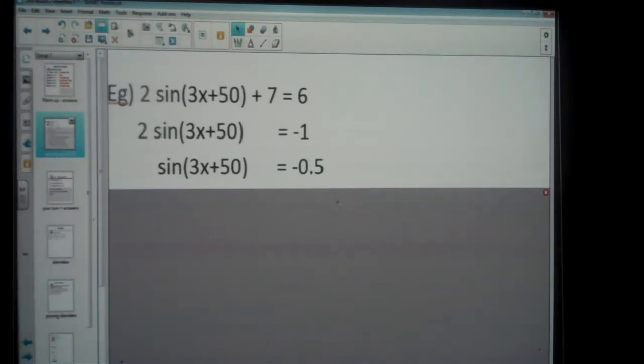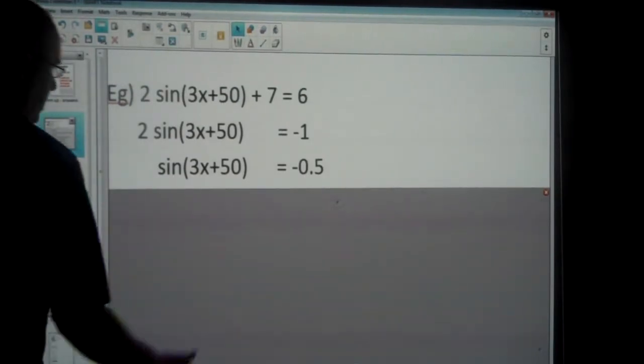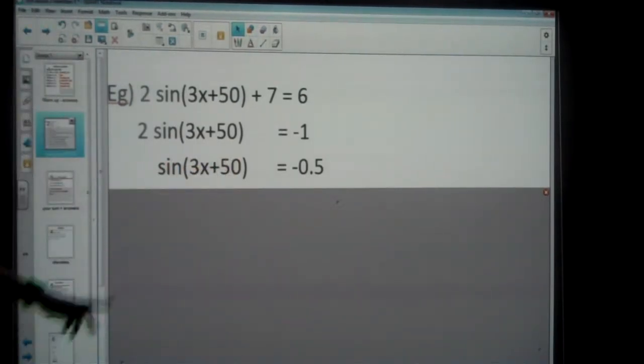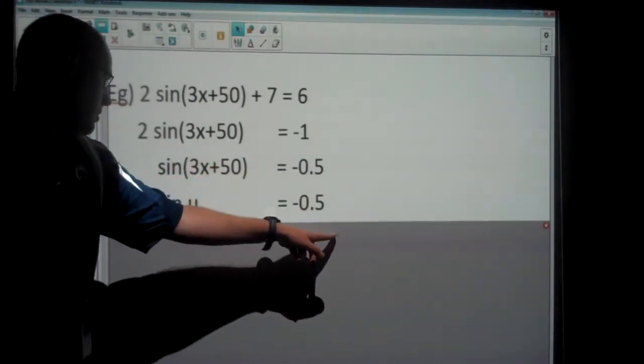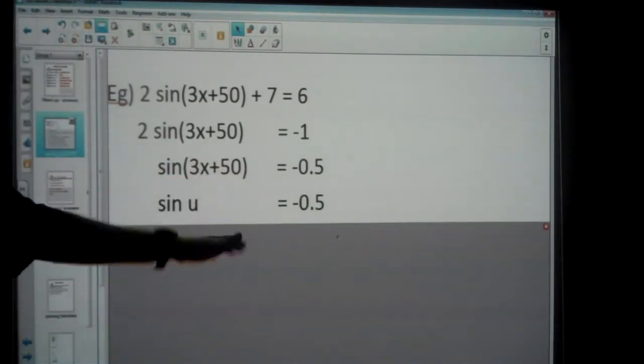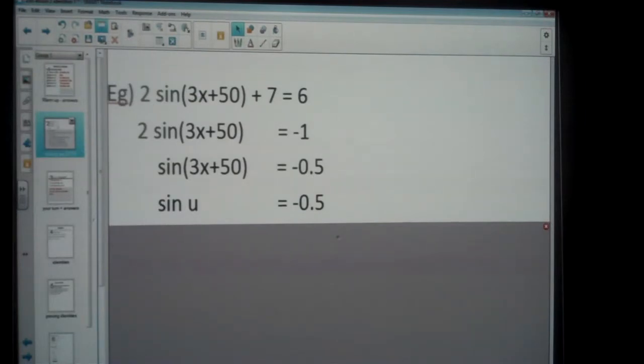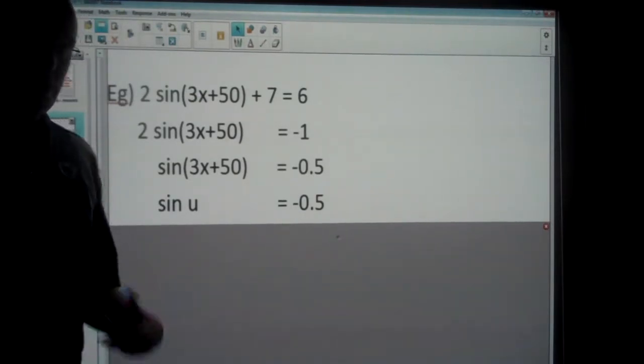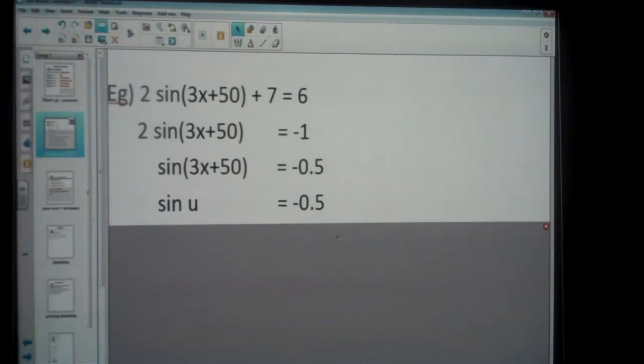Now, the difference here is we don't have sine x, we have sine of 3x plus 50. So this is where we did our u-substitution last year. Rather than trying to solve this question, we let u equal 3x plus 50. And then we solve that question, because we know how to solve that question. That one's fairly easy. So we sort of cheat on the question a little bit, but then we change the question back later on.